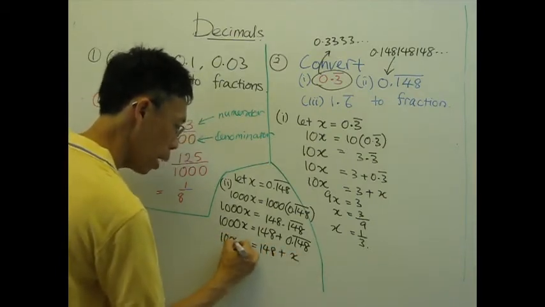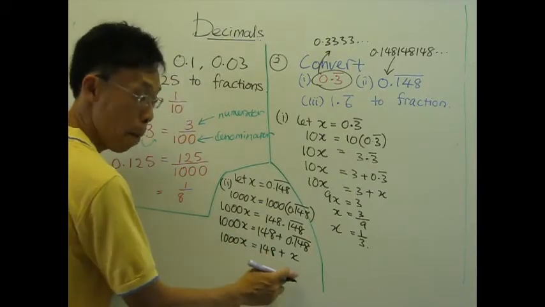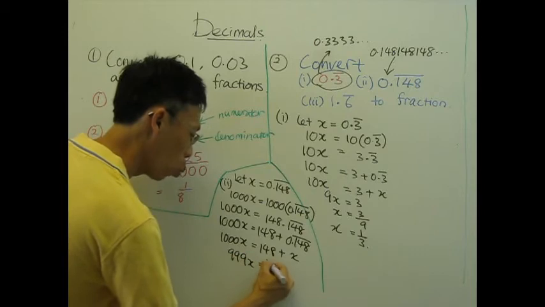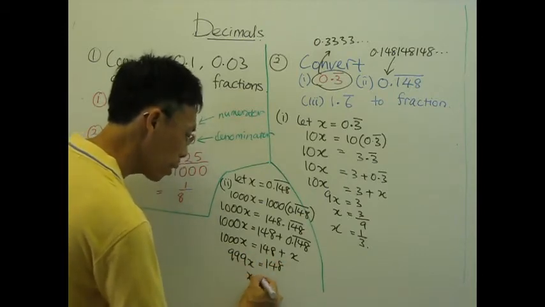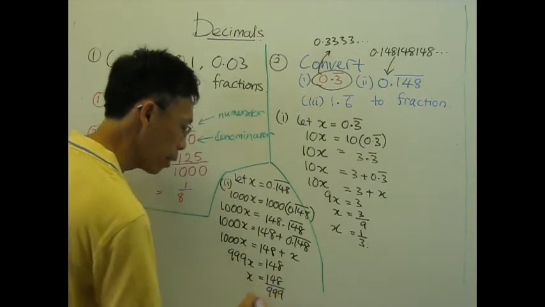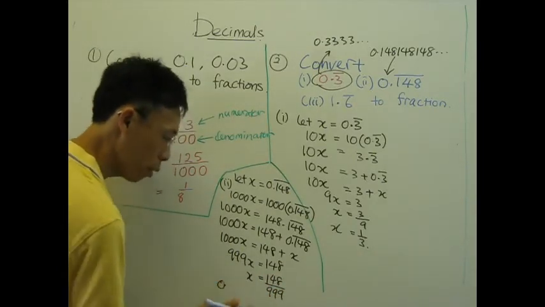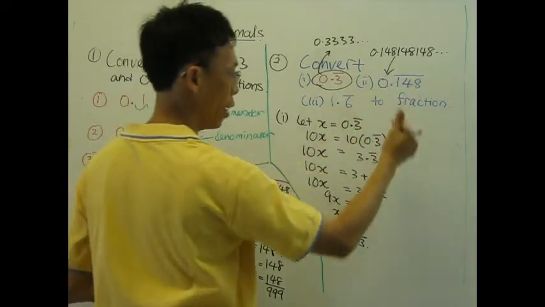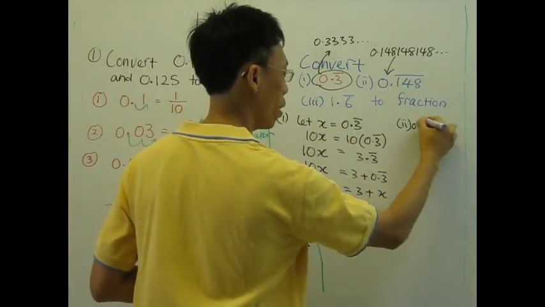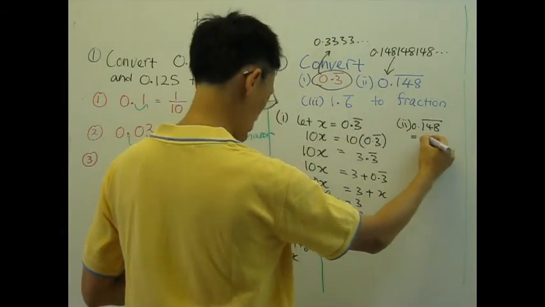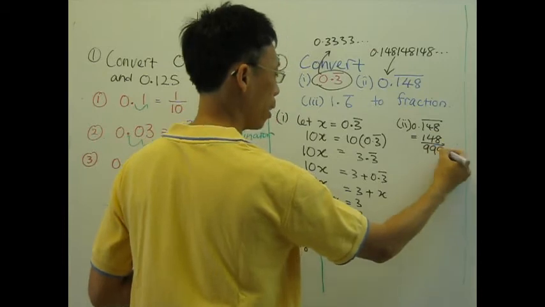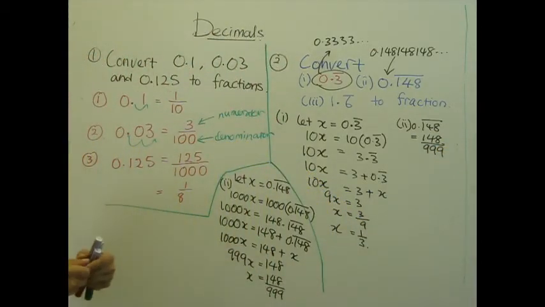Here is 1,000x. So 1,000x minus x will become 999x equal to 148. Therefore x itself is 148 over 999. That is, 0.148 bar can be written as 148 divided by 999. Right.